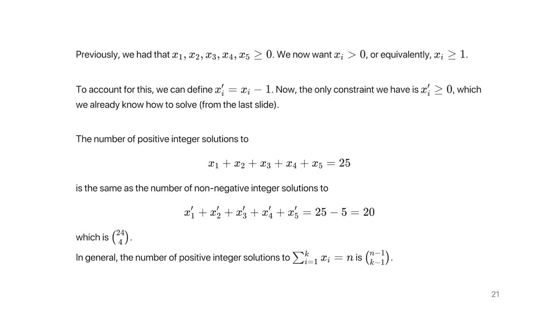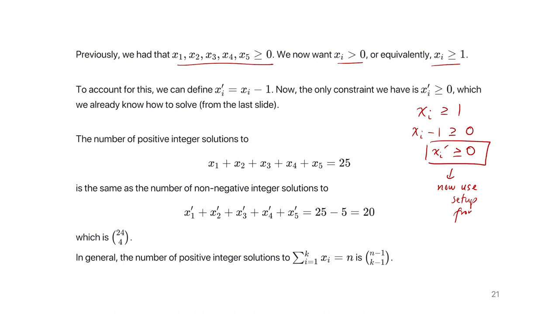And so before we had that each of our variables was non-negative. But now we want it so that they're each strictly greater than zero, or equivalently greater than or equal to one, right? Because they have to be integers. So if it's strictly greater than zero, it's just greater than or equal to one. Is that clear? We're just looking at the first one. Okay? And so what we can do algebraically is create this new variable, xi prime, or you could even call it yi if you wanted to, which I get by subtracting 1 from xi. And now, since I had xi greater than or equal to 1, xi minus 1 is greater than or equal to 0, so xi prime is greater than or equal to 0, which allows me to use the xi primes in the equation I had before. Right? So now use the setup from the previous slide.